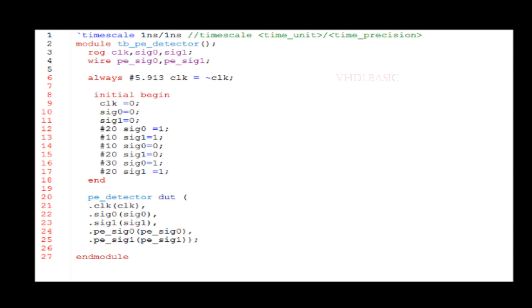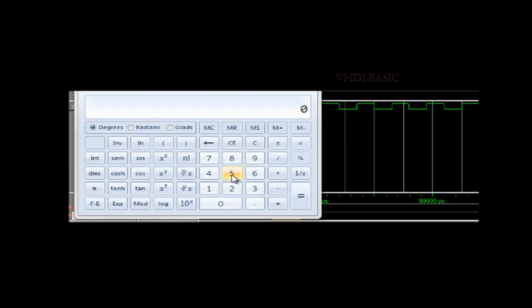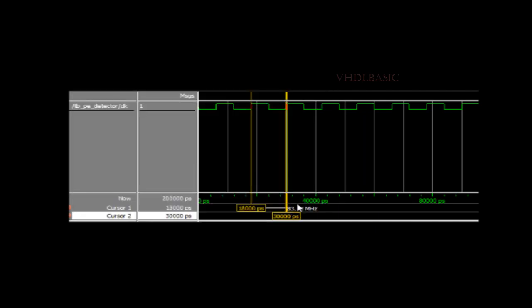We have 3 digits after the decimal point actually. It will be rounded off in this particular example since we have 1 nanosecond as the precision. So it will be 6. 6 into 2 is 12, so 12 nanoseconds is our clock period. If you invert that, 83.33 megahertz. So we will get the same frequency in our test bench result also.